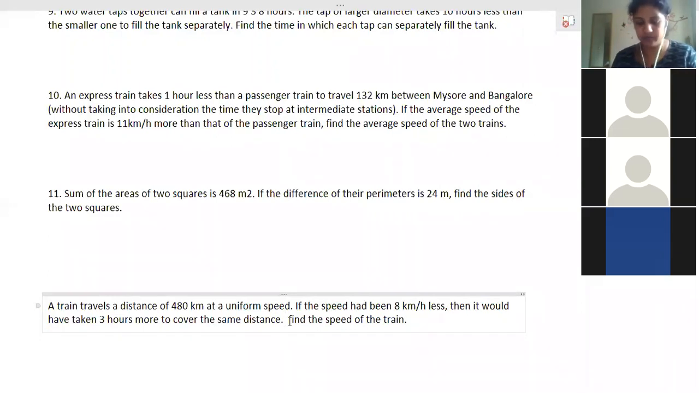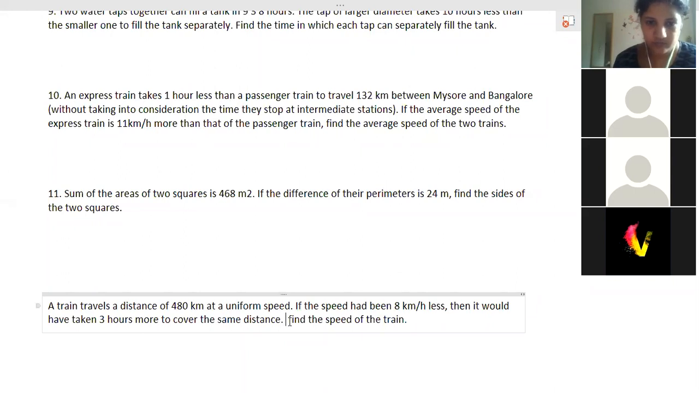Which method will you use? First method. Okay. So then I will also solve with the same method. Speed has been 8 km per hour less. It would have taken 3 hours more.